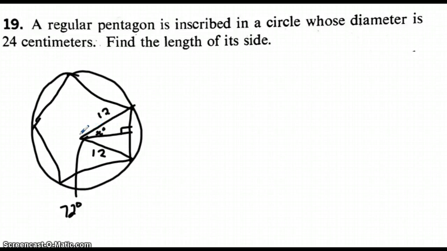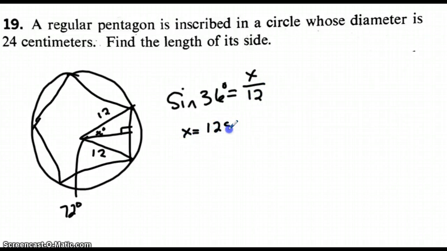Now, we know that this side length is 12 and this angle is 36 degrees. If we just use a sine function, we can figure out the length of this opposite side, double it, and that's the length of the whole side of the pentagon. All right, so sine of 36 degrees, our known angle, is equal to the value x, which we don't know yet, over 12. Therefore, x equals 12 sine of 36.